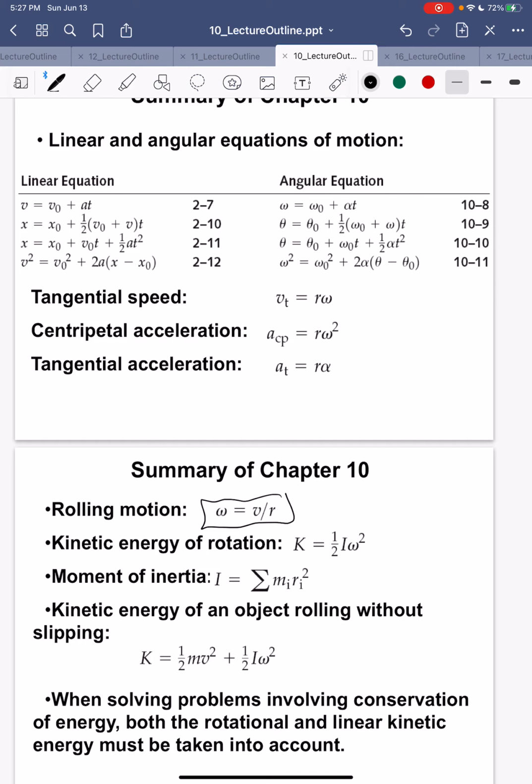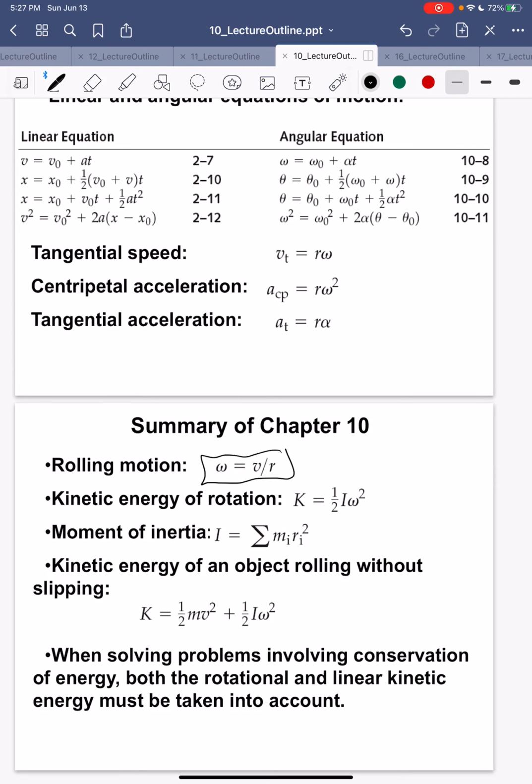The moment of inertia can be calculated as the summation of m times r squared. When the object is continuous, we did calculate this using calculus, and this is how we obtained the equations that you're gonna use from the table. Kinetic energy of the object rolling without slipping is gonna be both rotational and translational. And when solving problems involving conservation of energy, both rotational and linear kinetic energy must be taken into account.